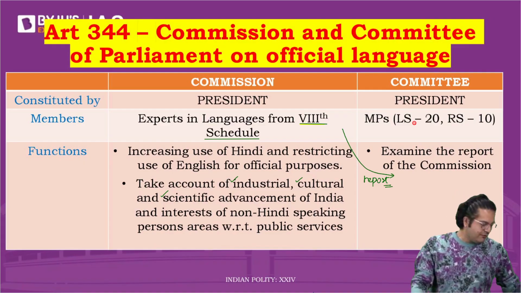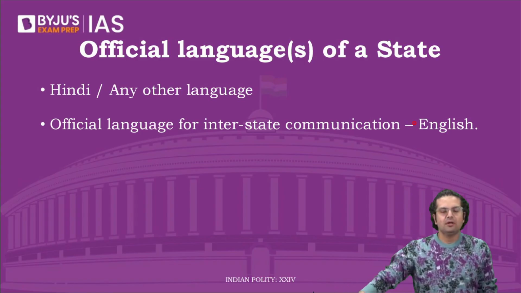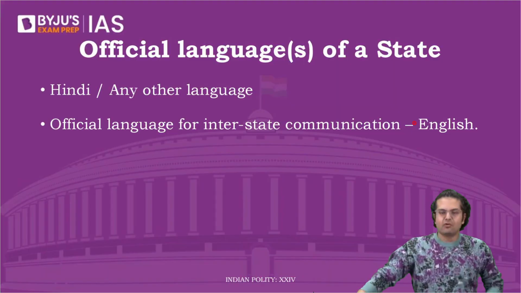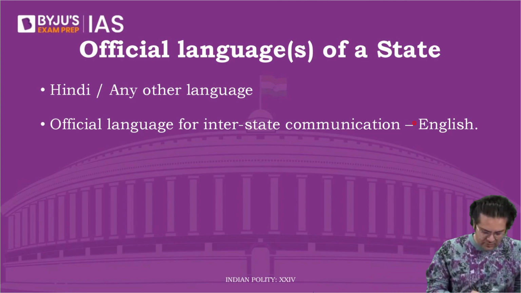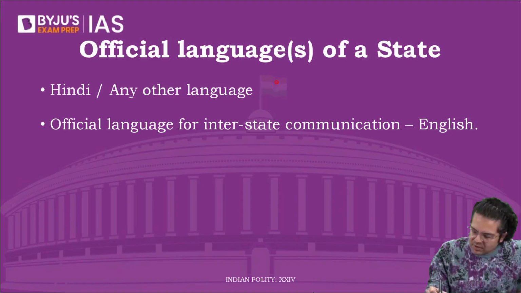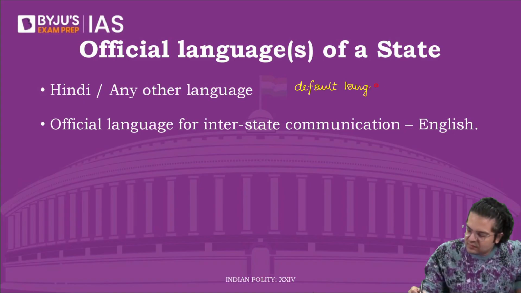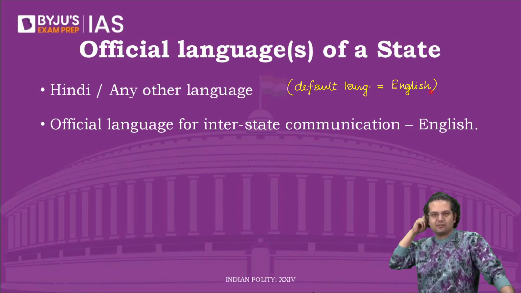Anyway, what's the official language of your state? Hindi is the official language, or any other language that the state wants can become the official language. You have to pass a law in your state and make that language an official language. Very simple. And always remember, if you don't make a law, the default language is English. By default, it is English.